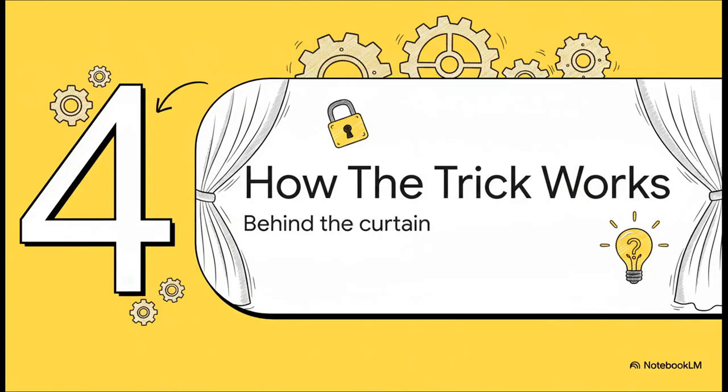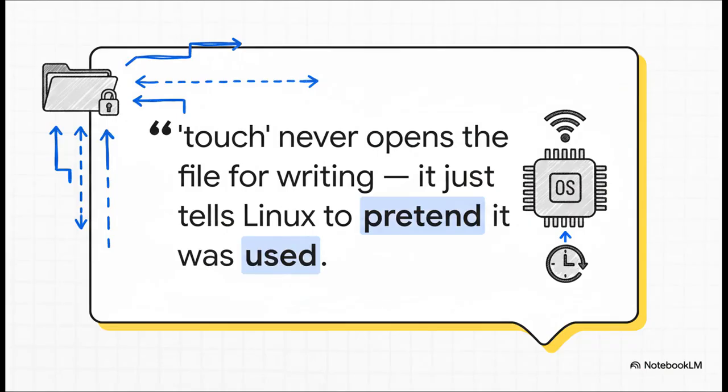So how does touch pull this off so fast? How does it do this without messing with the file's contents? Let's take a quick peek behind the curtain to see exactly how the trick works. And here's the secret. It's all about metadata. The touch command is incredibly lightweight because it never actually opens the file or looks at the data inside. All it does is send a tiny little message to the operating system's file system that just says, hey, for this file right here, could you please update its access and modification times to right now? And that's it. That's the entire operation.